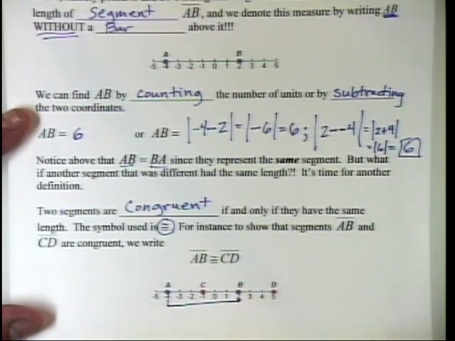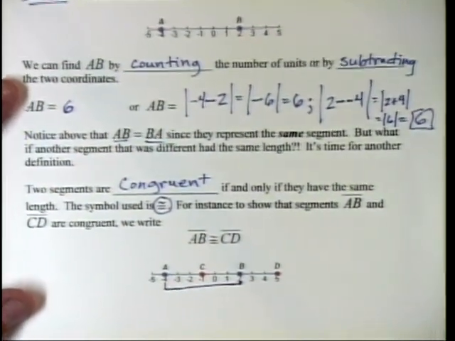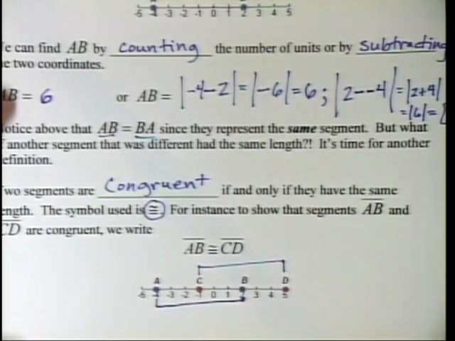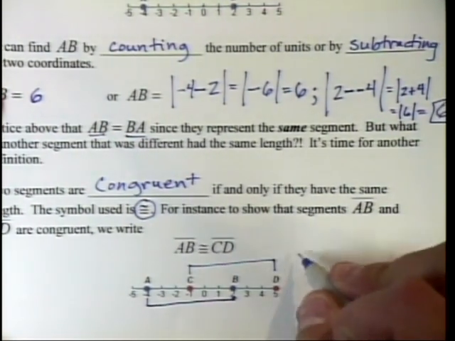Now, notice CD is notated here in red. So if I look at segment CD, it's in a different location on the number line, so it's not just renaming segment AB or BA. It's a different segment. Let's see what the length of CD is.